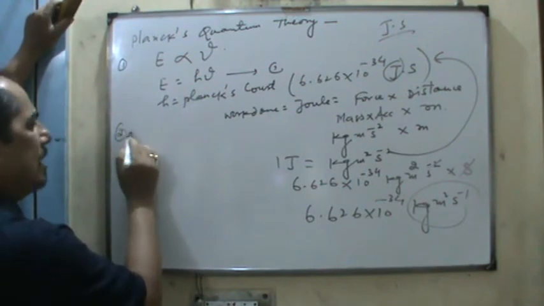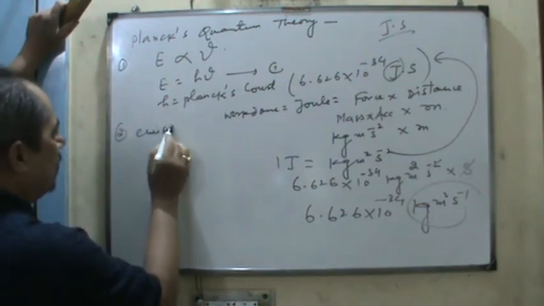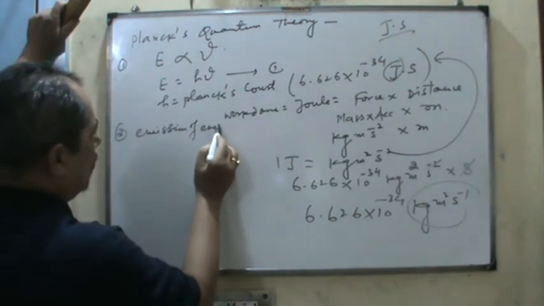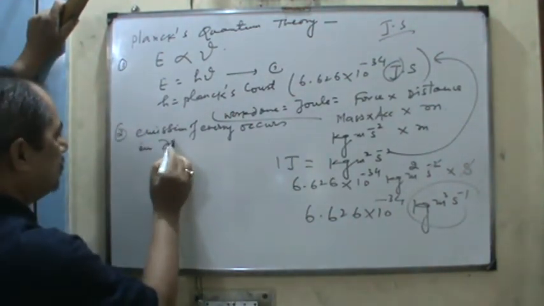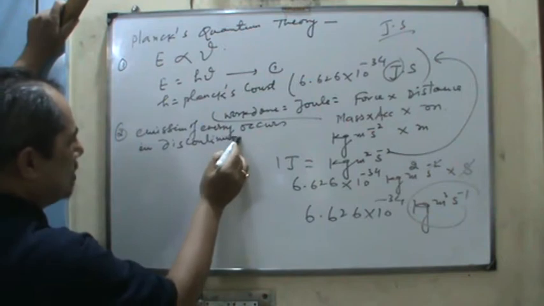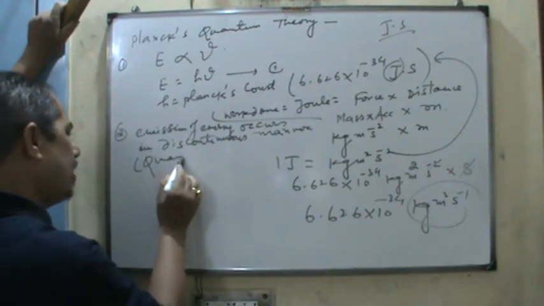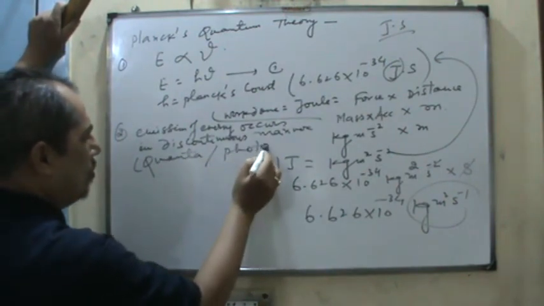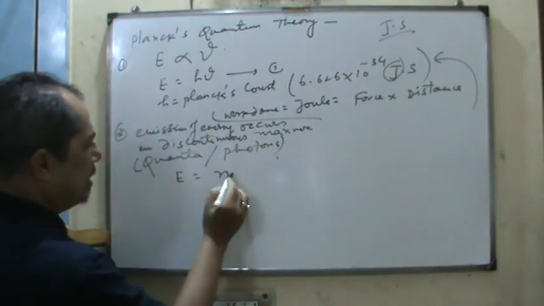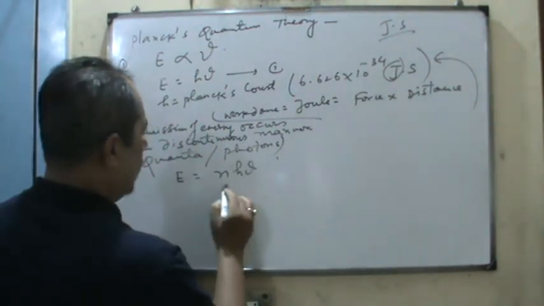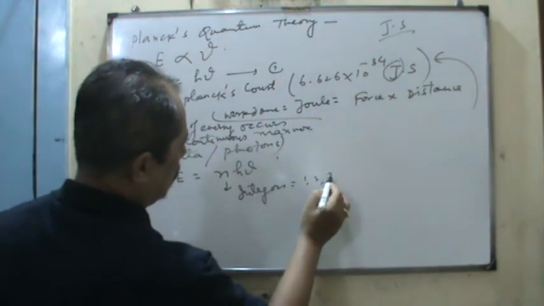Second, energy is always emitted in a discontinuous manner. Emission of radiation occurs in a discontinuous manner in terms of quanta or photons. That is why E is equal to n h nu. What is n? It is the integers that can be 1, 2, 3 and so on.